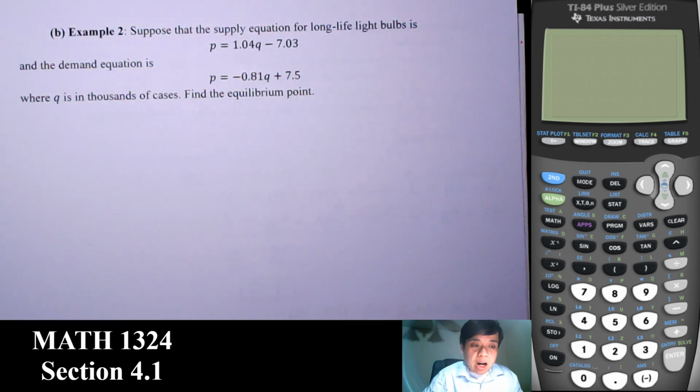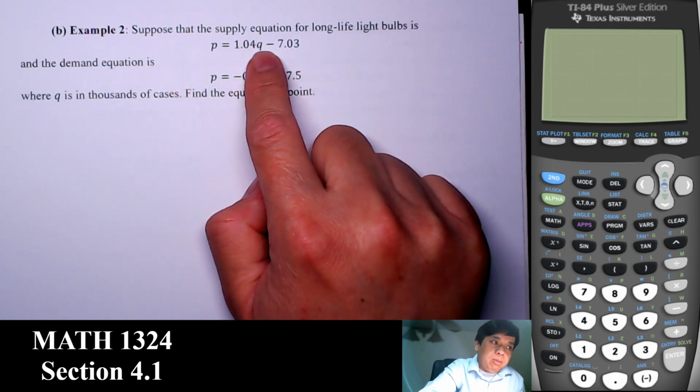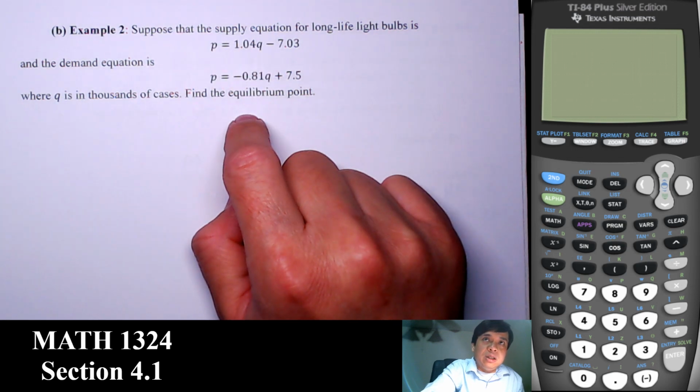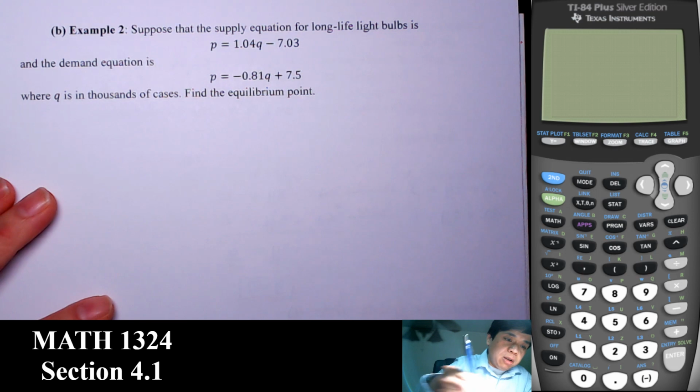Supply is the higher the price, the more willing to sell, or the more quantity possible, the higher the price. So that will be supply, and the other one is demand, going the opposite way. The price and the quantity go in opposite directions. Right, so to find the equilibrium, we just solve the system of equations.